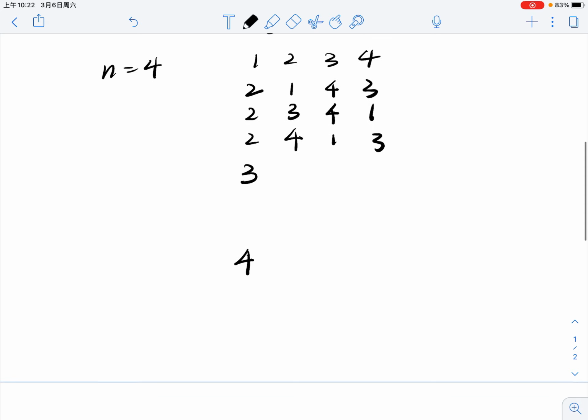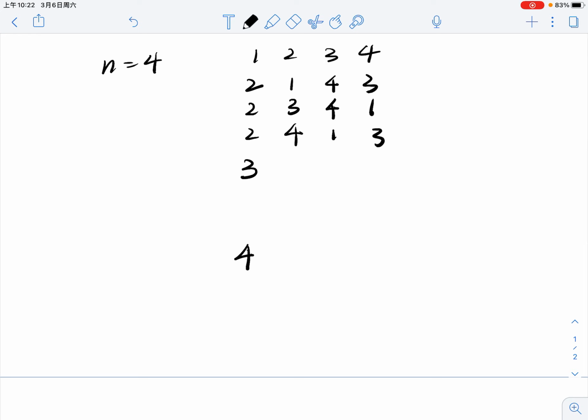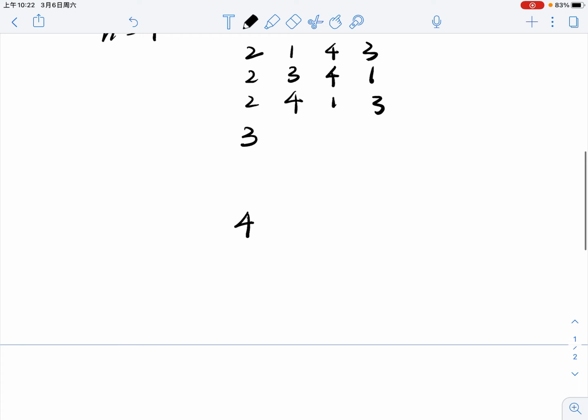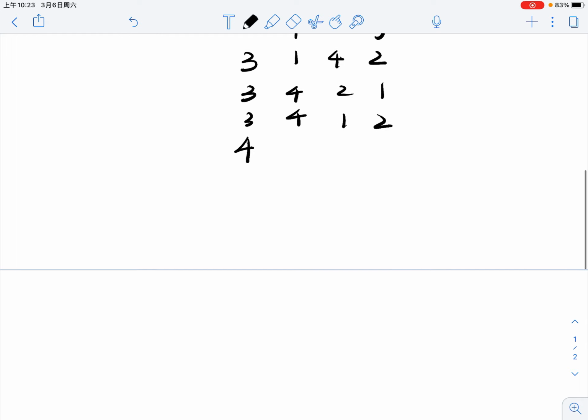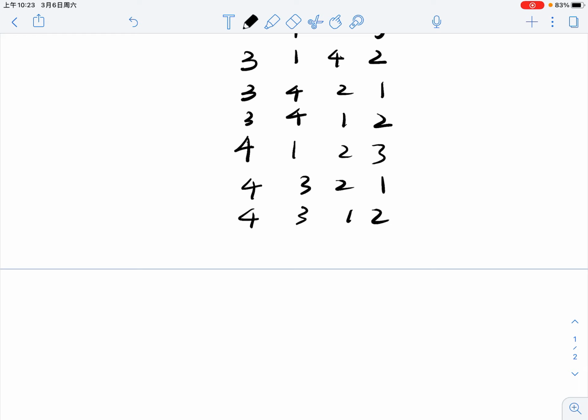I suggest you do this enumeration manually once, to get familiar with derangements. And for 3, you have 3, 1, 4, 2, then 3, 4, 2, 1, and 3, 4, 1, 2. And for 4, you have 4, 1, 2, 3, 4, 3, 2, 1, and 4, 3, 1, 2. So in total, you have 9.